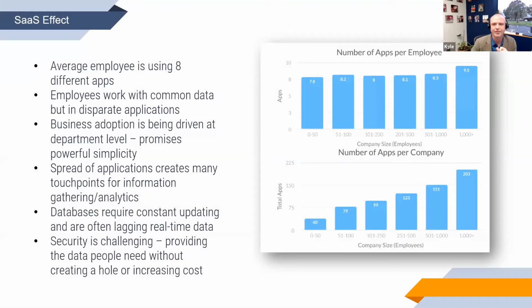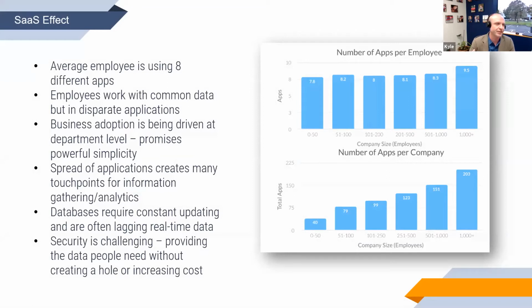So some examples of that effect. The average employee is using 8 different applications across all different industries and sizes. The number of apps per company are numbering in the hundreds as you go above 250 users, and even 40 for small businesses. Various applications they need to manage, curate, take care of the data, and continue to operate. Employees work with common data, but often it's in disparate applications and systems and environments, making it redundant and complicated for things to stay up to date.